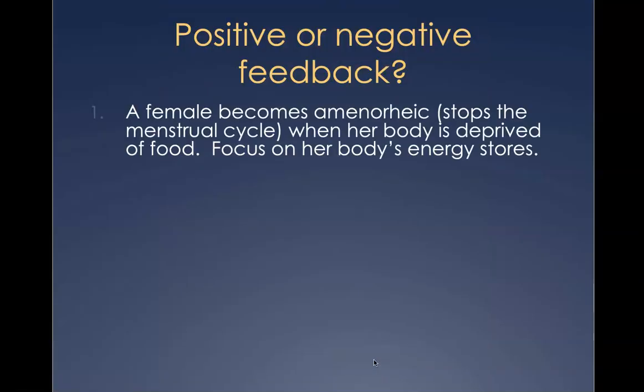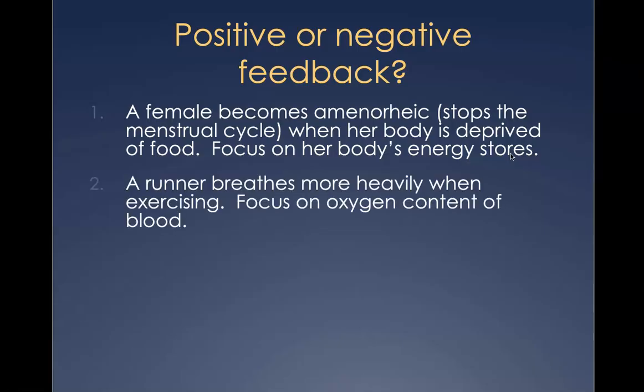Okay, so again, these are just some quick examples, positive or negative feedback. A female becomes amenorrheic, stops her menstrual cycle, when her body is deprived of food. Again, focus on her energy source. So if her body is already deprived of food, her energy stores are low. If she were to menstruate, her energy stores would be even lower. So the body stops that menstrual cycle to help bring her energy stores back to homeostasis. So again, this is negative feedback. We're trying to get back to homeostasis.